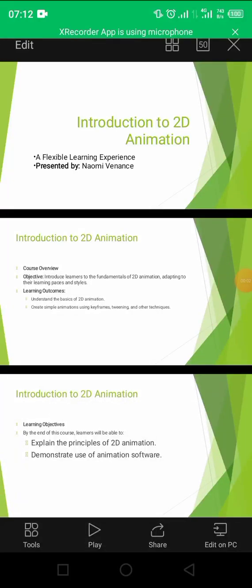Hello everyone, today we learn about the mini course outline of Introduction to 2D Animation. Subtopic is a flexible learning experience presented by Naomi Venance.